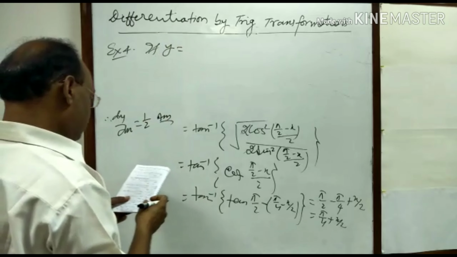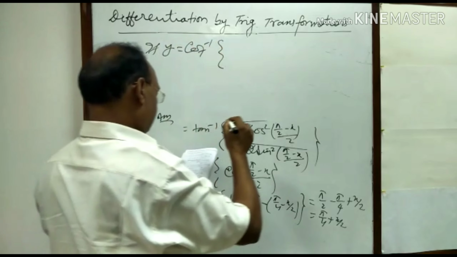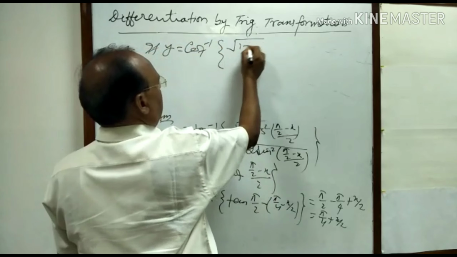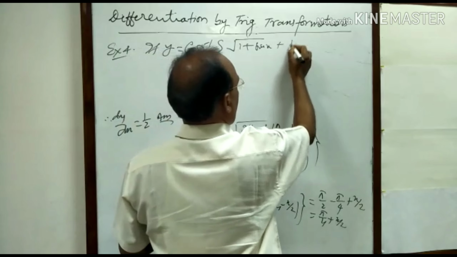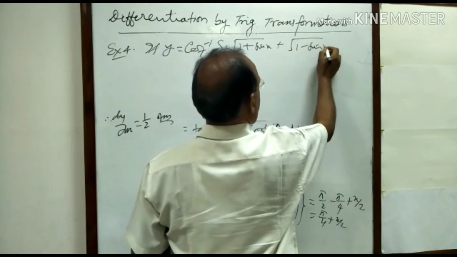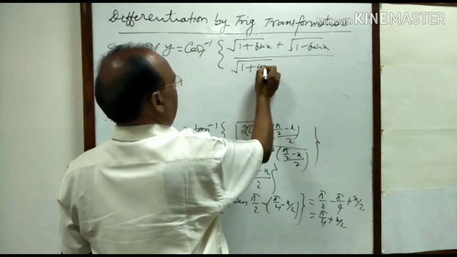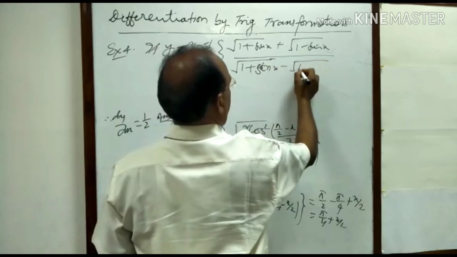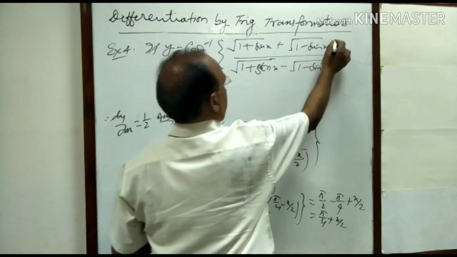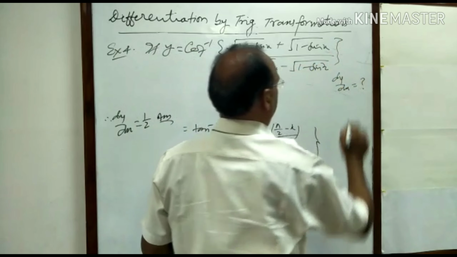If y is equal to cot inverse of (root over 1 plus sin x plus root over 1 minus sin x) upon (root over 1 plus sin x minus root over 1 minus sin x), then find dy by dx.